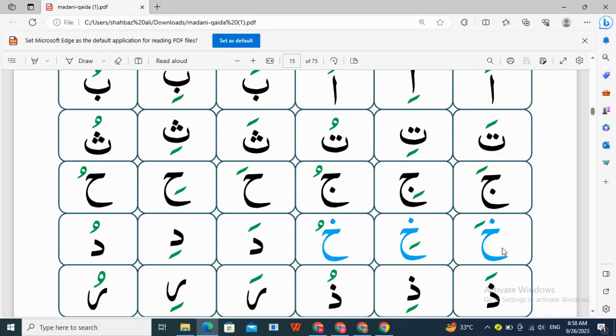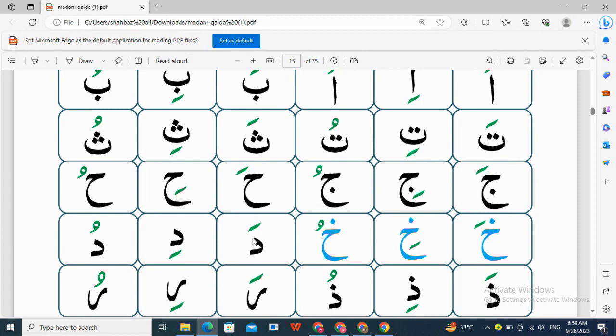And these sky-colored highlighted letters are the huruf musta'liya. We learned in lesson number 1 that musta'liya letters are always read in a thicker voice. Okay. Kha zabar kha, kha zer khi, kha pesh khu, kha khi khu.